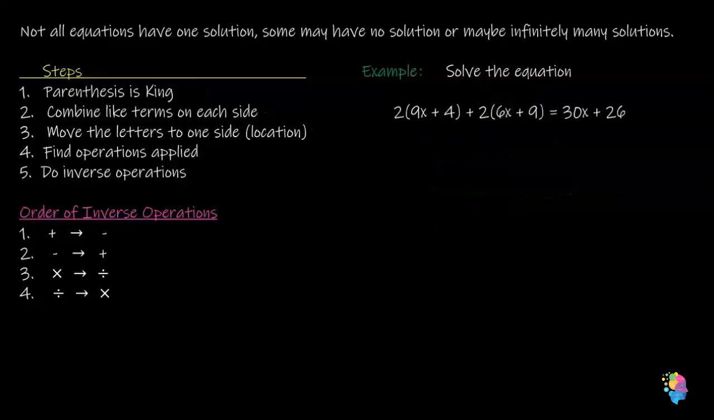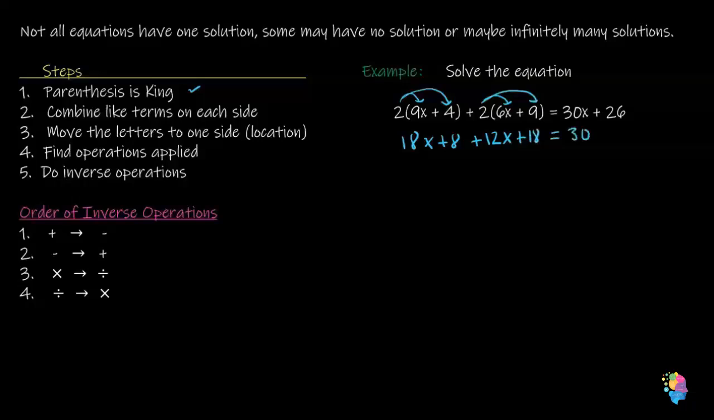Let's try another one. We're going to start with parentheses. So I'm going to distribute 2 times 9, that will be 18, bring down the variable. 2 times 4, that is 8. And we stop because that's where the parentheses close and we start with a new parentheses. 2 times 6, that will be 12. And then 2 times 9, that will be 18, positive, all of these. And on the right side, I just have 30x plus 26. I don't have any parentheses to take care of.